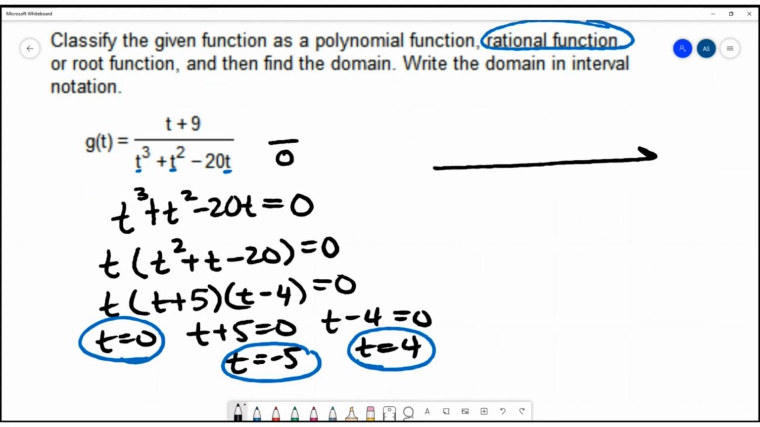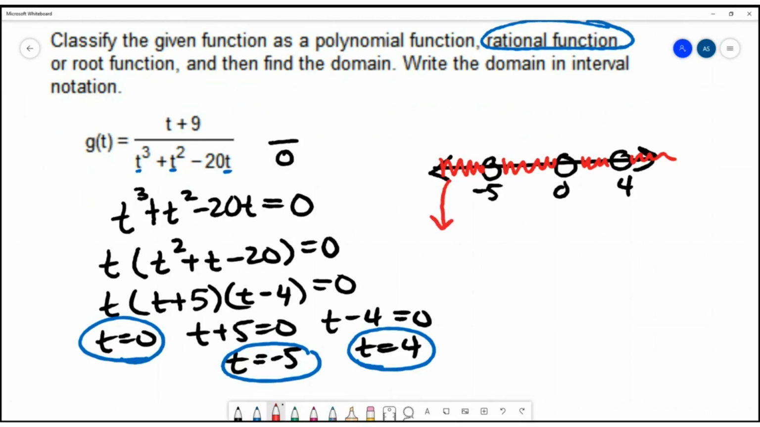If we think of these on our number line, the values of negative 5, 0, and 4 are the numbers that are restricted. They are the numbers that have to be excluded from the domain. All of the numbers outside of those numbers are included in the domain. And we want to write all of those numbers in interval notation.